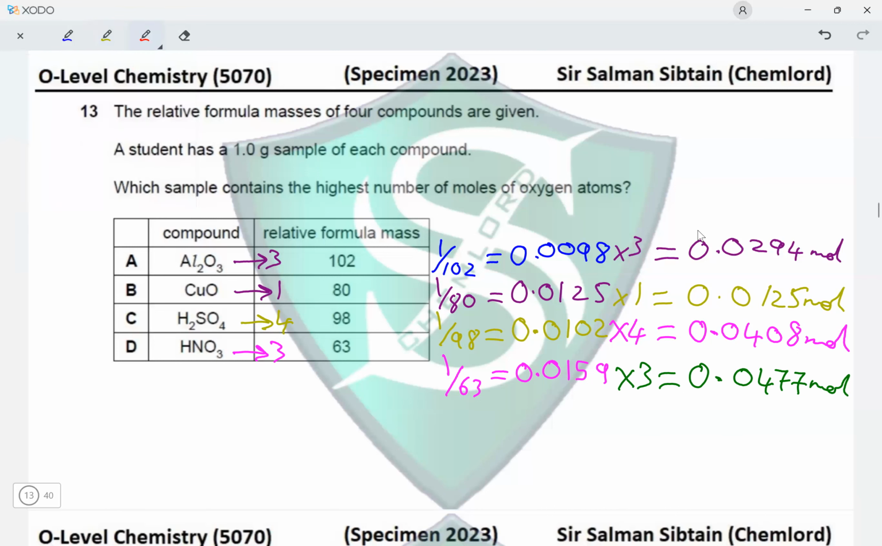Now we would find out which value is the greatest. So out of these four, 0.0477 is the largest value that we have calculated, which makes option D the correct option for this question.